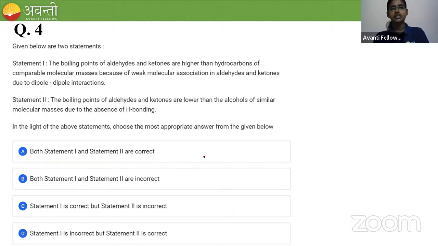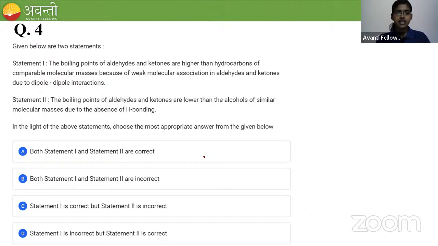And statement 2 states that the boiling points of aldehydes and ketones are lower than alcohols of similar mass due to the absence of hydrogen bonding. Yes. Statement 1 is also true. Statement 2 is also true. In alcohols, we have strong hydrogen bonding, whereas in aldehydes and ketones, we do not have hydrogen bonding. The system which contains strong hydrogen bonding has the higher boiling point. That is absent in aldehydes and ketones, right? So statement 2 is also correct. So option A is the correct answer.